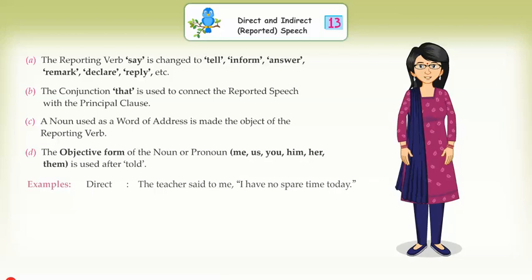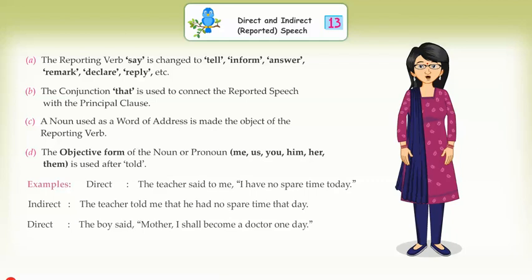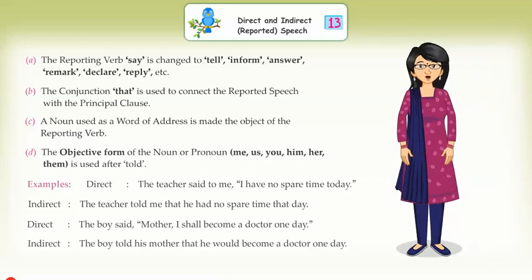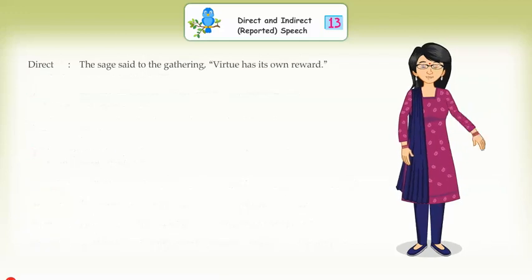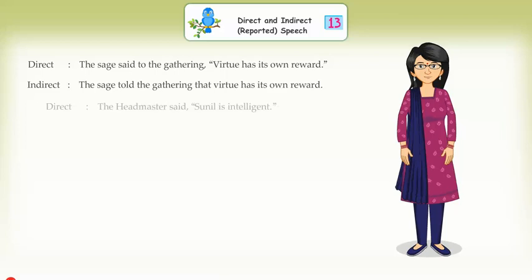Examples. Direct: The teacher said to me, "I have no spare time today." Indirect: The teacher told me that he had no spare time that day. Direct: The boy said, "Mother, I shall become a doctor one day." Indirect: The boy told his mother that he would become a doctor one day. Direct: The sage said to the gathering, "Virtue has its own reward." Indirect: The sage told the gathering that virtue has its own reward.